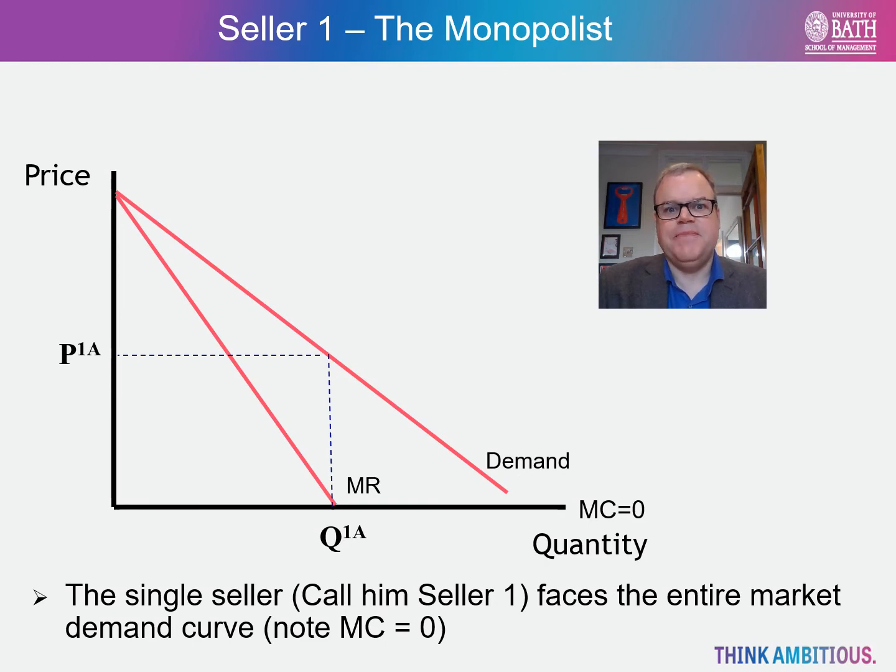So in this case, the seller acts as if he is a monopolist and he faces the whole demand curve for the market. And he will also have an associated marginal revenue curve as set out in the diagram. Remember that marginal costs are zero, and so these will appear along the horizontal axis. The seller, whom we'll call seller 1, maximises profits in the usual way, and this is where marginal costs equals marginal revenue. And here this means he will produce at Q1A and he will charge a price of P1A.